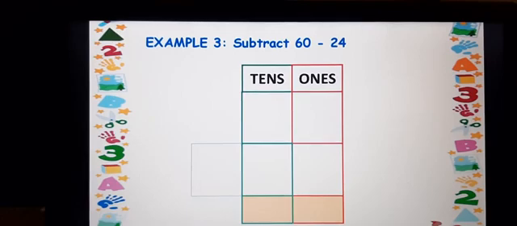Okay, here in this third example, as I said you that when it is 2 minus 0, 2 as it is kept down. But when it is 0 minus 2, what you have to do? Think. Yeah, that calculation you have to learn here now. So subtract 60 minus 24. So 60 minus 24, how will you do?